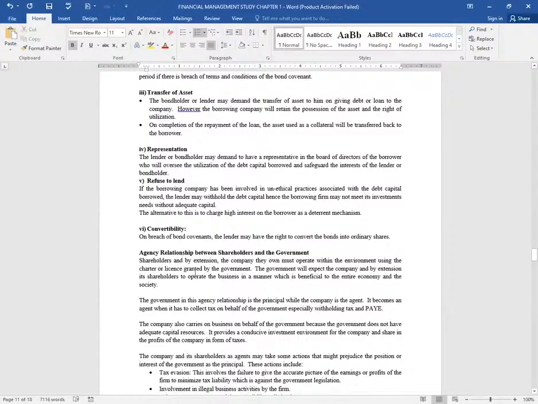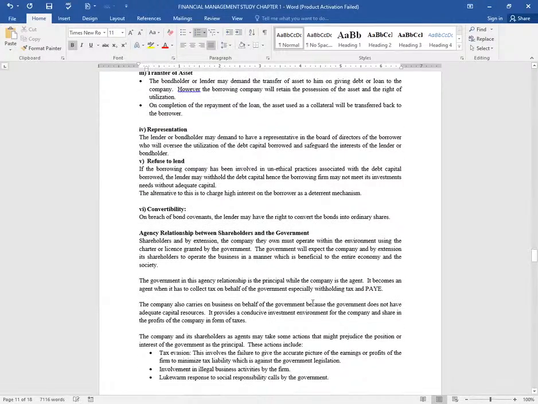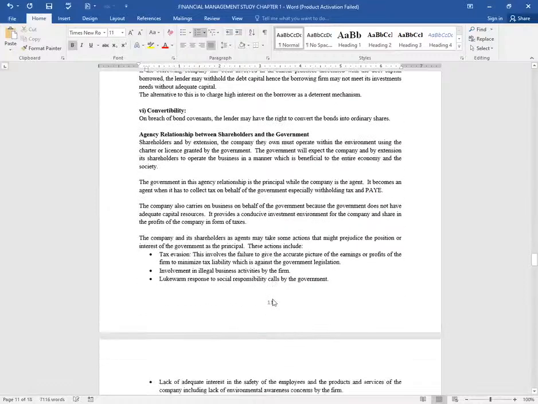We are told the government, in this agency relationship, is the principal, while the company is the agent. It becomes an agent when it has to collect tax on behalf of the government, especially withholding tax and PAYE. So what are some of the potential conflict-bringing issues? Like the company may want to evade taxes. That will bring problems between you and the government. Involvement in illegal business activities, yes. Corruption.